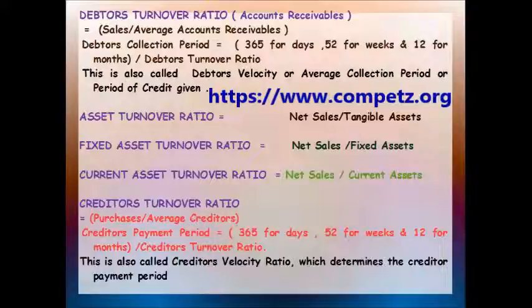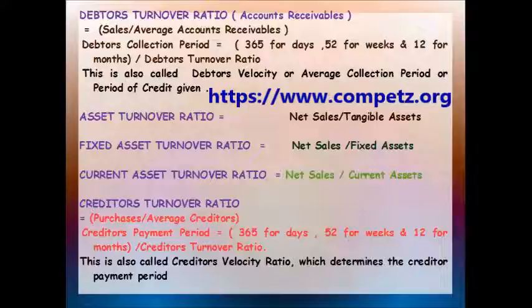For the formula to calculate debtors turnover ratio or accounts receivables, receivables turnover ratio or debtors turnover ratio is equal to your net credit sales, annual net credit sales, divided by your average accounts receivables or debtors. Okay. So your average accounts receivables is equal to trade debtors plus bills receivables. Okay, trade debtors plus your bills receivable.